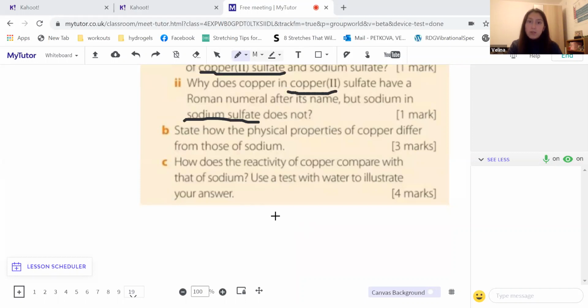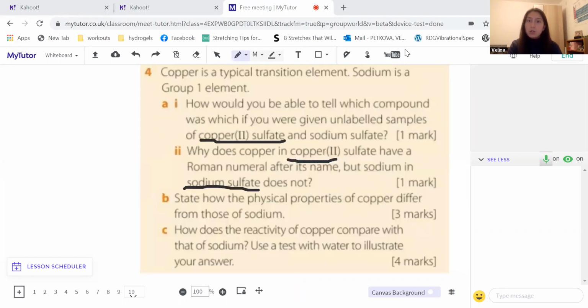Okay. So how does the reactivity of copper compare with that of sodium? Use a test with water to illustrate your answer. So copper is much less reactive, sodium is far more reactive than copper. Copper will not react with water, but sodium, what's going to happen? Sodium will fizz, exactly. So sodium will straight away react and produce hydrogen, which is the fizzing that we see. Well done. Okay. Any questions for this part?